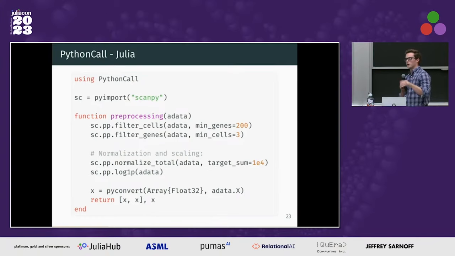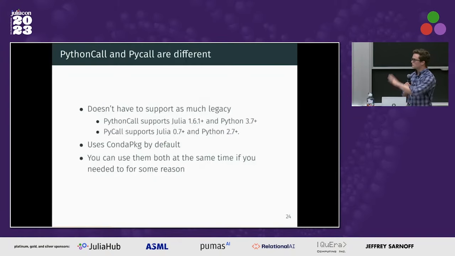You can also call an entire Python file as well, which I thought was cool. So old analyses that people already have that you just want to use, you can just call that whole file and take the output. And then just to touch on this as well, for anyone watching, PythonCall and PyCall are two different packages. I think the issue is that PyCall doesn't reference this as well. That's mainly because PythonCall doesn't have to support as much legacy stuff as PyCall does. It also uses the CondaPkg package. And then you can also use them both at the same time, so there's no real trade-off.